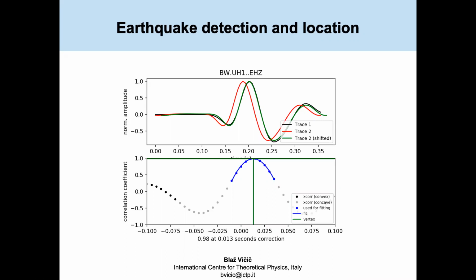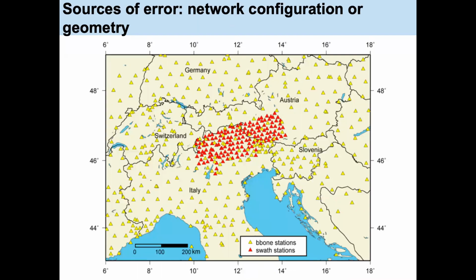So, okay, first, let's talk about errors. There are multiple sources of errors, and the one that you need to consider the most is the network geometry. On this picture, the yellow triangles are permanent seismic stations running in this part of Europe. You can see that some areas are very dense: Italy, Switzerland, Germany, Austria. Well, it depends. This part of Italy, the stations are very dense. This part of France, stations are very dense.